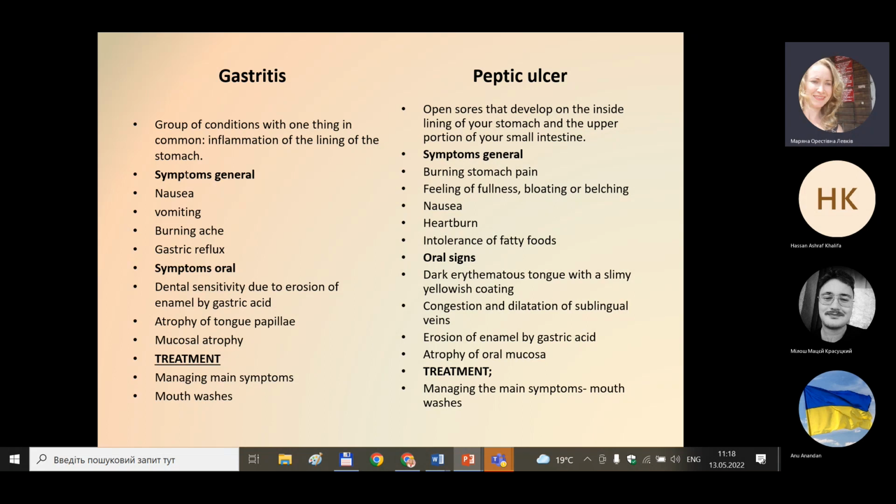gastritis. Peptic ulcer: it is open sores that develop on the inside lining of the stomach and upper portion of the small intestine. General symptoms: burning stomach pain, feeling of fullness, bloating or belching, nausea, heartburn, intolerance to fatty foods. Oral signs: dark erythematous tongue with a slimy yellowish coating, congestion and dilatation of sublingual veins, erosion of enamel by gastric acid, atrophy of oral mucosa.